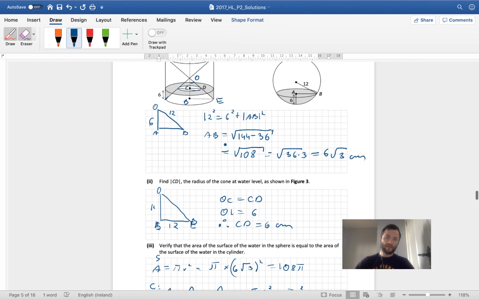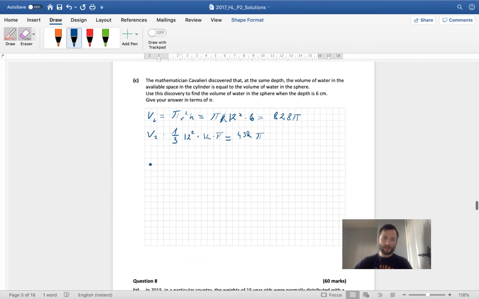And the part of the volume of this large cone which is removed from the cylinder is just the part that has the small cone on the top of the cone removed. And the small cone on the top of the cone has a volume of a third of 6 squared, and the height of that cone is 6 as well, and times pi. And that equals 72.